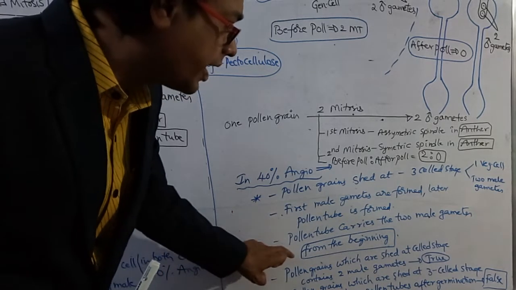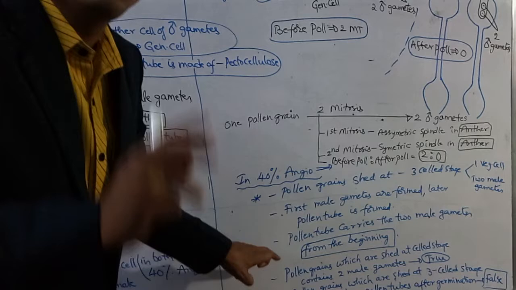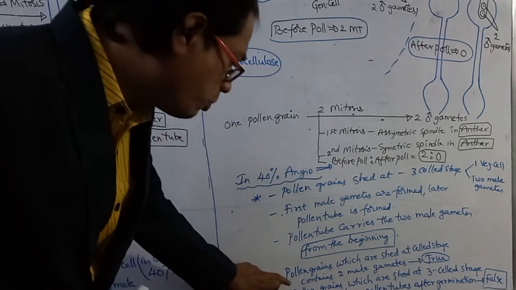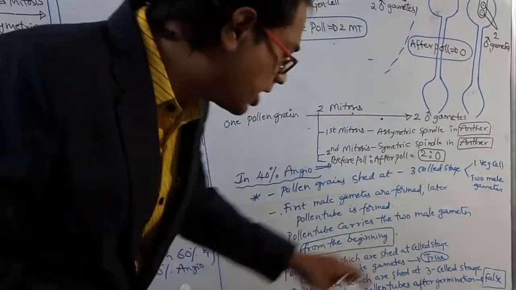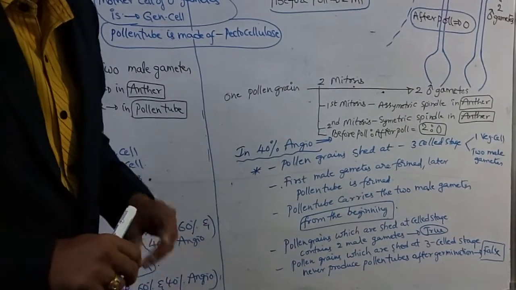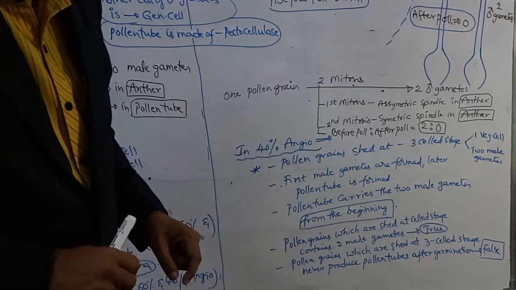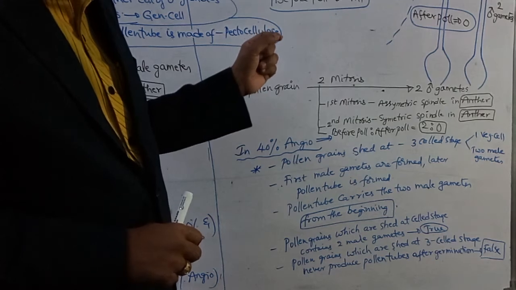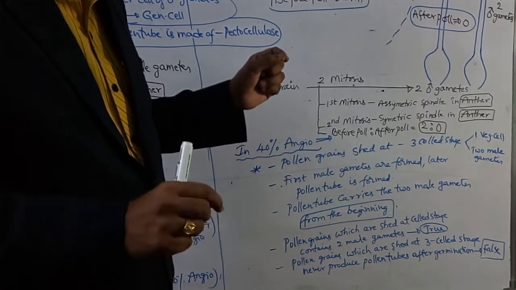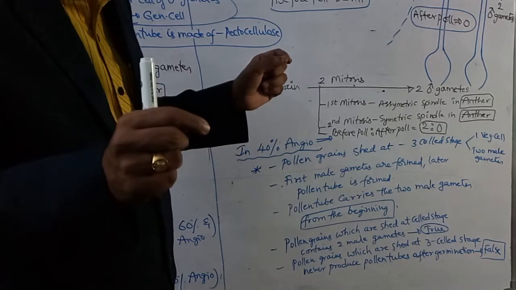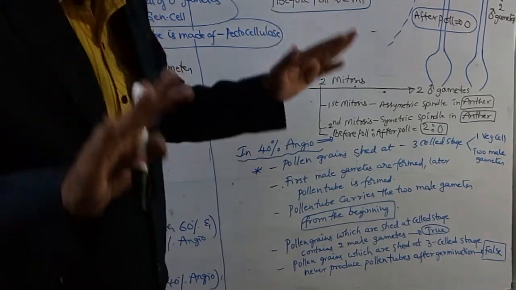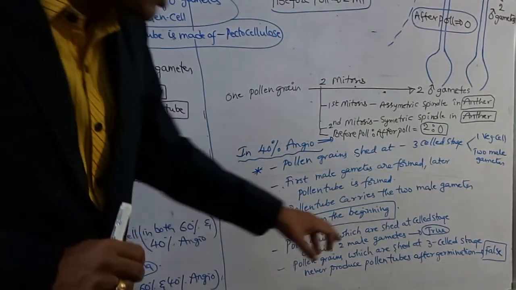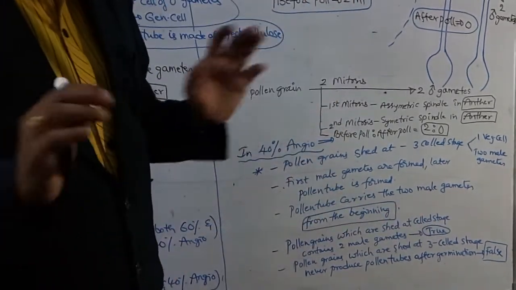Pollen grains which are shed at 3 cell stage contain 2 male gametes. Is it true or false? It's true. Pollen grains which are shed at a 3 cell stage never produce pollen tubes after germination. That means whenever the pollen grains are shed and they fall on stigma, can they produce the pollen tube or not? Yes, they produce pollen tube. Here the question said never produce pollen tube. So that's why the statement is false.